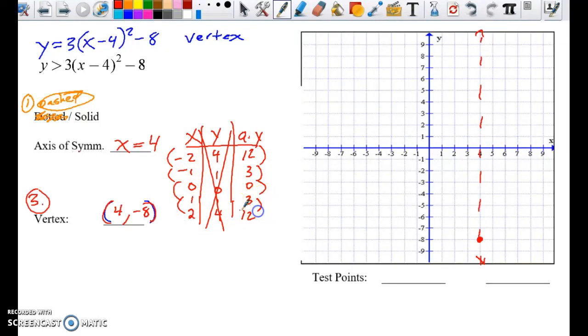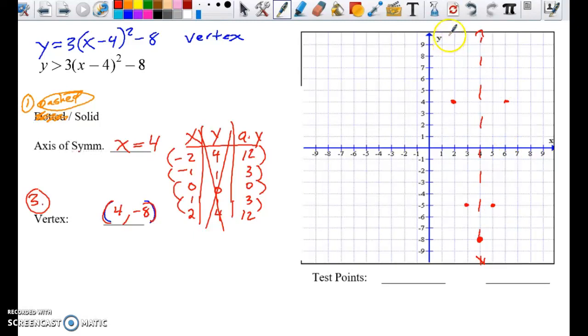So we'll start by doing negative 2, up 12. So I go 2 to the left, up 12: 2, 4, 6, 8, 10, 12 units up. 1 over, 3 units up. And then reflect those points over the axis of symmetry. And now I have something that's kind of like this.